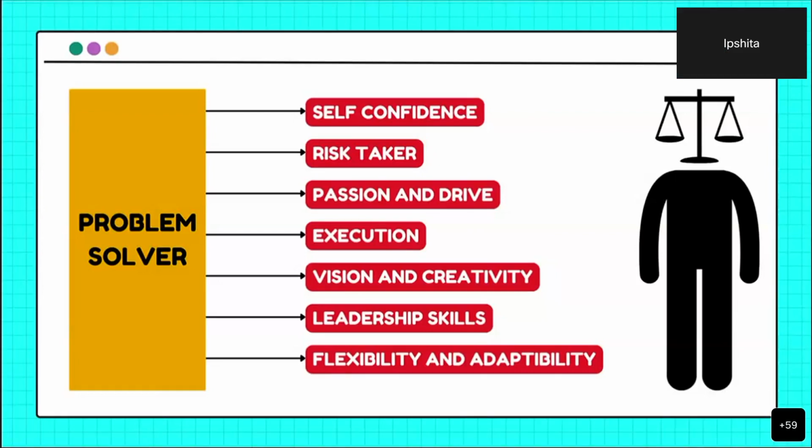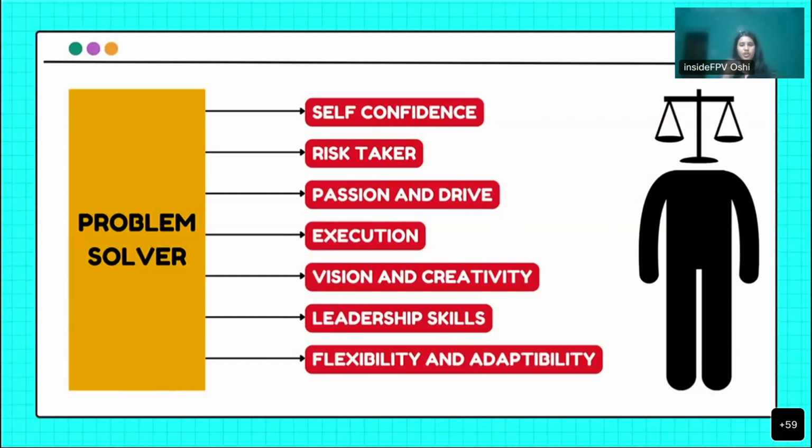है ना? Like when the market was moving towards smartphones, Nokia chose to stay on the button phones, and then rest is history. Nokia couldn't survive. So flexibility and adaptability is also very important in order to survive and be the king of your market.